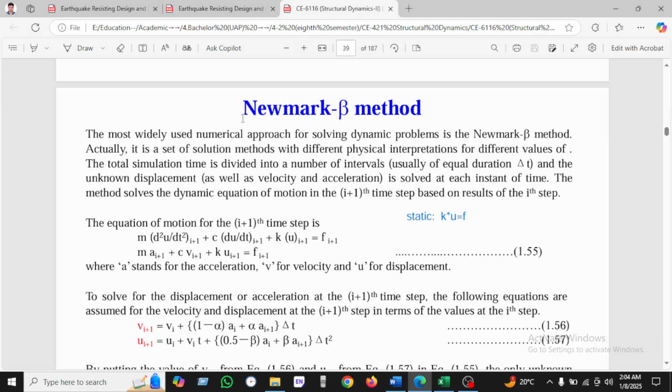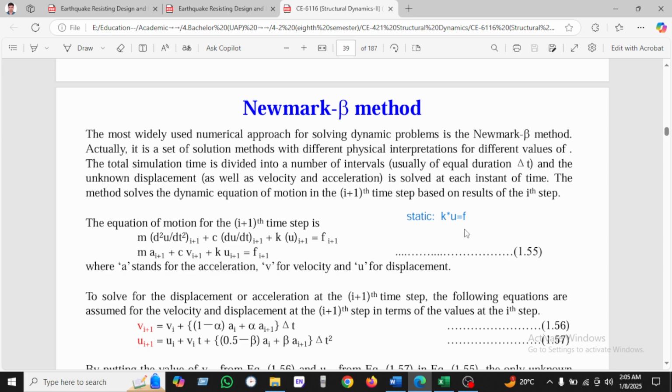This is the numerical solution by the Newmark-Beta method, the most widely used numerical approach for solving dynamic problems. It gives the solution method different physical interpretations for different values of the parameters. The total simulation is divided into a number of intervals, usually equal to delta t, and the unknown displacement and velocity are solved at each instant of time.